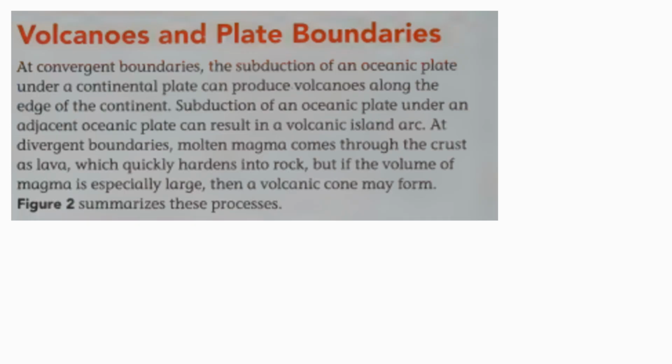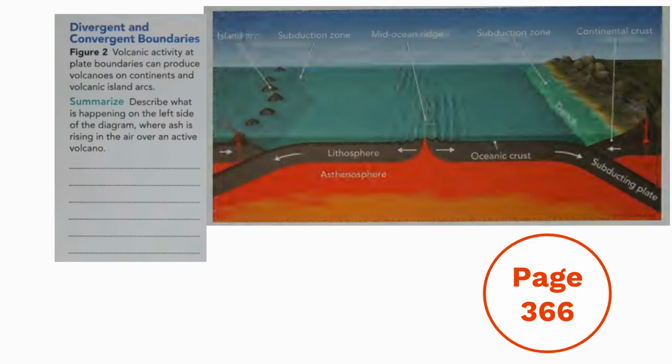At divergent boundaries, molten magma comes through the crust as lava, which quickly hardens into rock. But if the volume of magma is especially large, then a volcanic cone may form. Figure 2 summarizes these processes. Figure 2 illustrates how volcanic activity at plate boundaries can produce volcanoes on continents and volcanic island arcs.